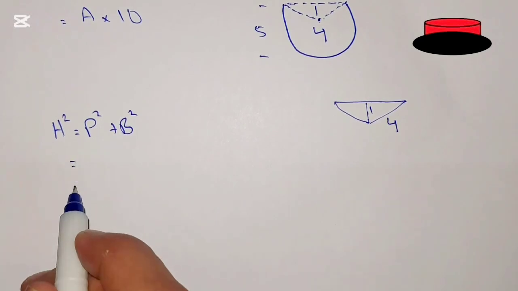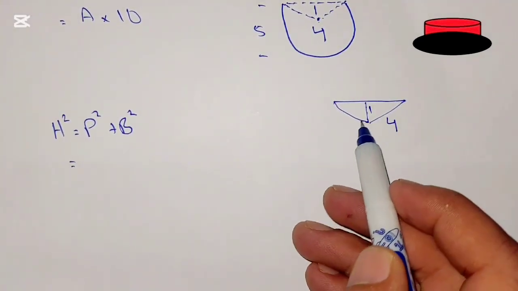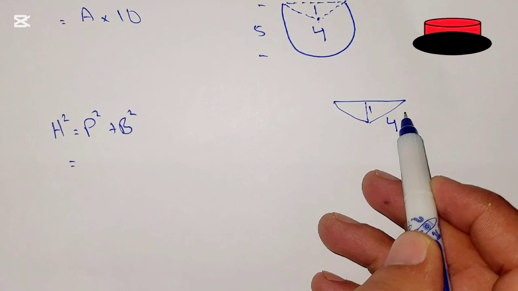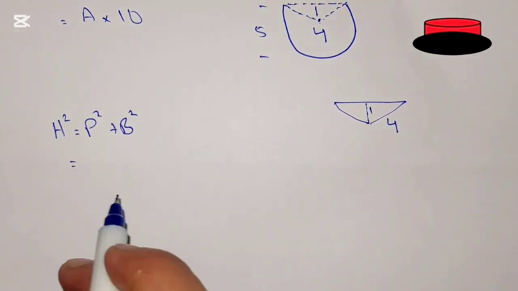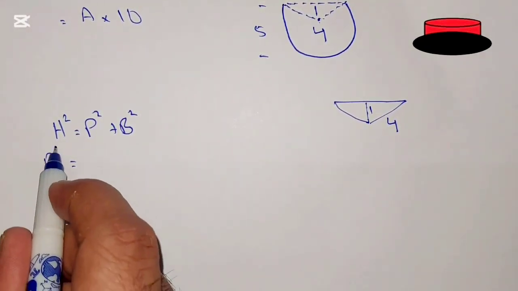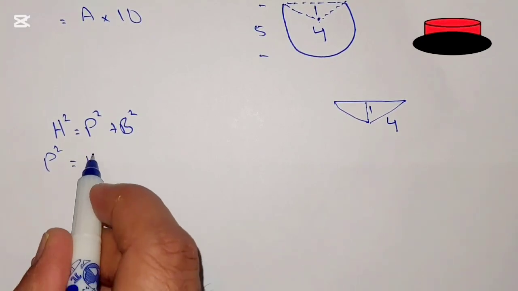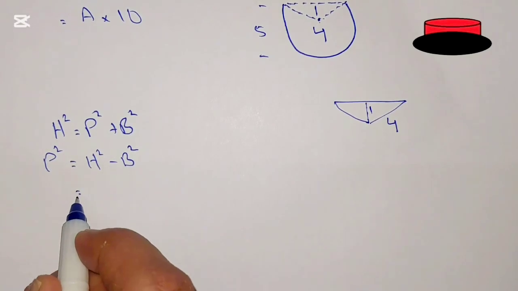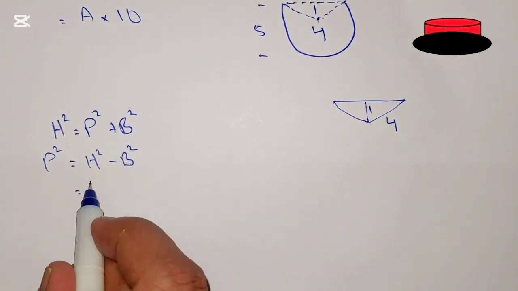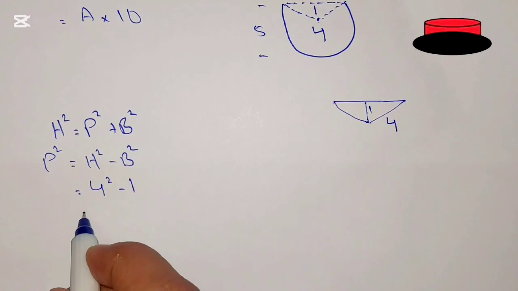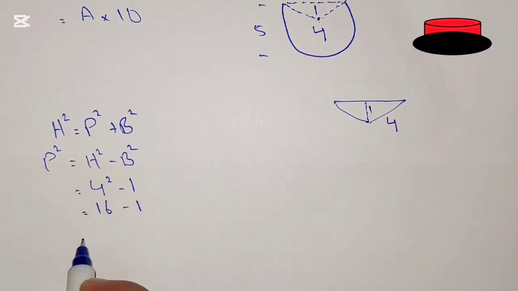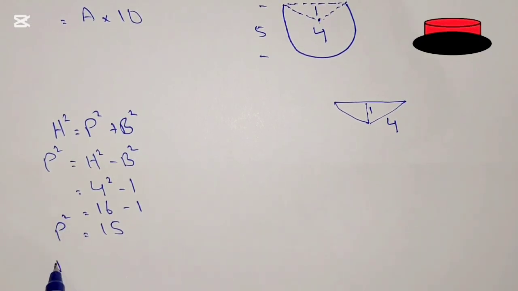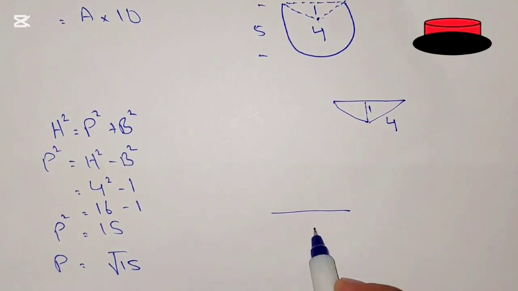Hypotenuse square equals perpendicular square plus base square. This is perpendicular and this is base. This is hypotenuse. So for finding out the perpendicular square, p square equals h square minus base square. We know the hypotenuse, which is the radius, 4 square minus 1. So 16 minus 1, so it will be 15. So p square equals 15, or p equals under root 15.